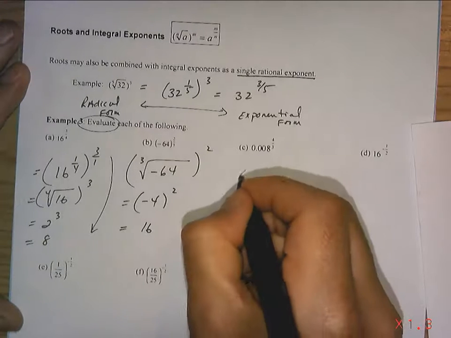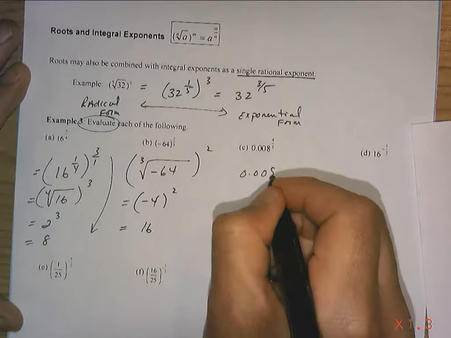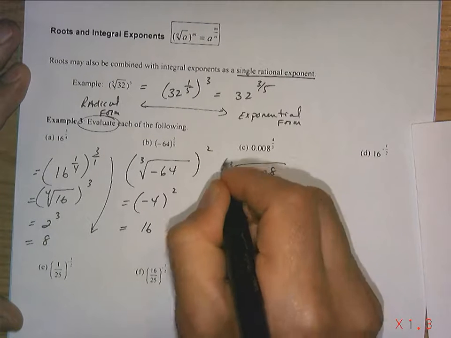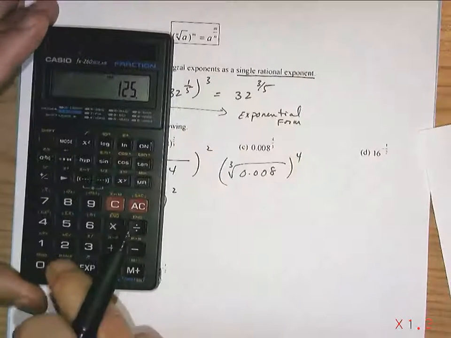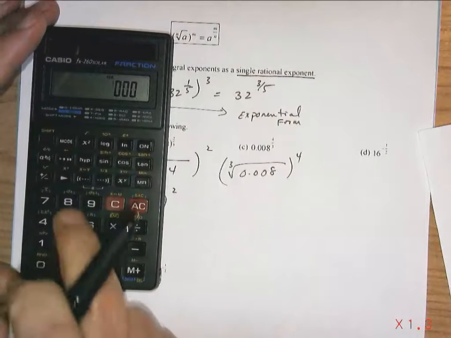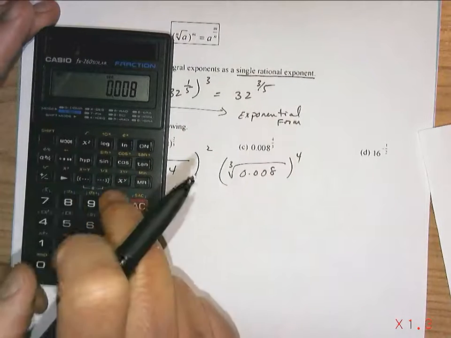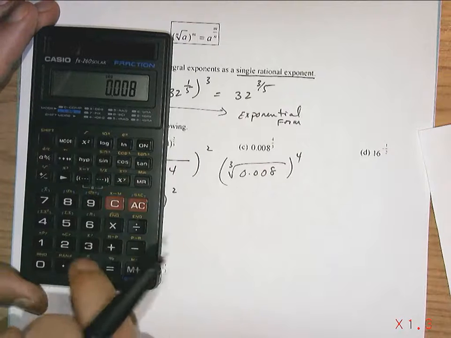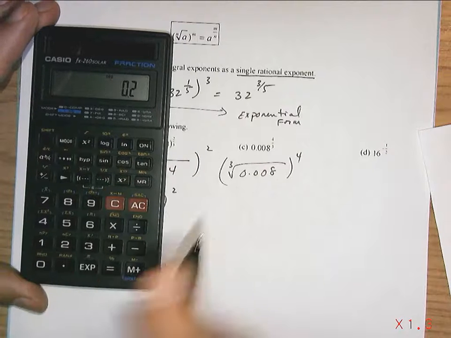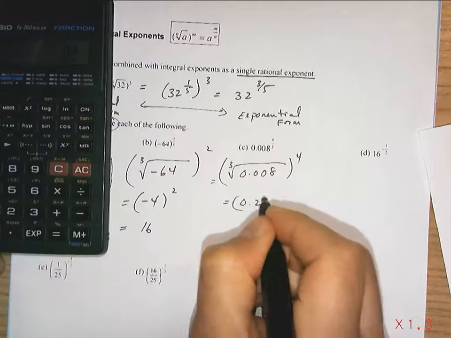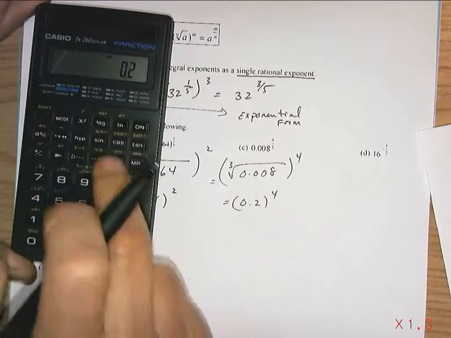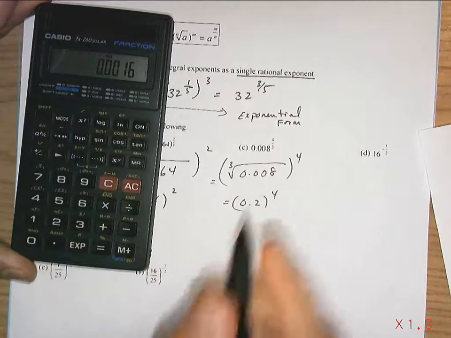Next one, 0.008 to the 4 over 3. Well, I think the 3rd root is going to be 0.2, but let's check. The 3rd root of 0.008 is 0.2. I was right. So then this is going to equal 0.2 to the 4. I'm going to use my calculator, and it's going to be 0.0016.